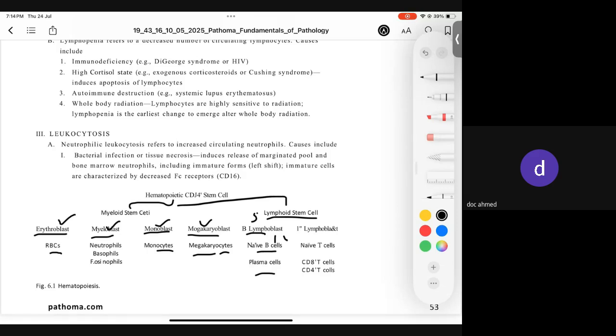We know that, right? Okay, then we have the T lymphoblasts. T lymphoblasts further are going to be converted into naive T cells, which aren't exposed to any antigen. And further, they can be converted into CD8 positive killer cells, we know that, and CD4 positive cells that are your helper cells. This is the normal lineage, right?